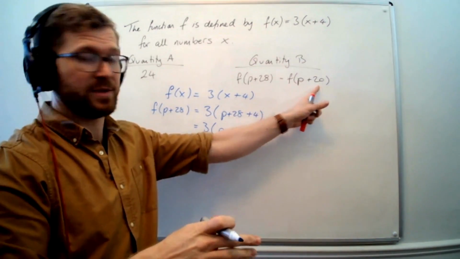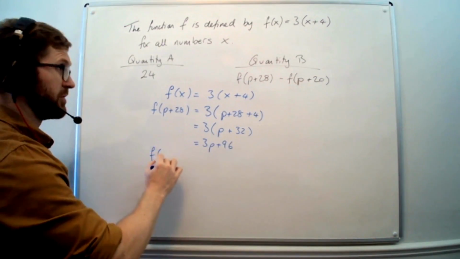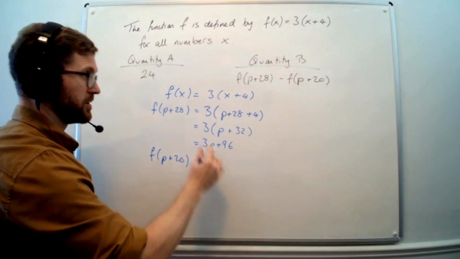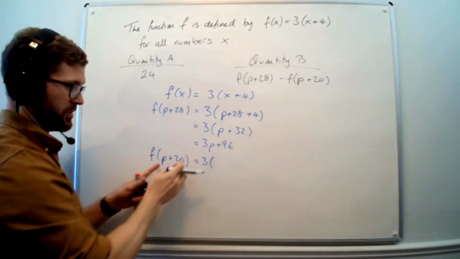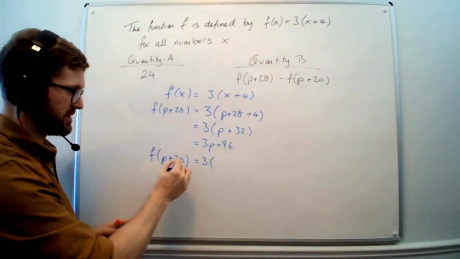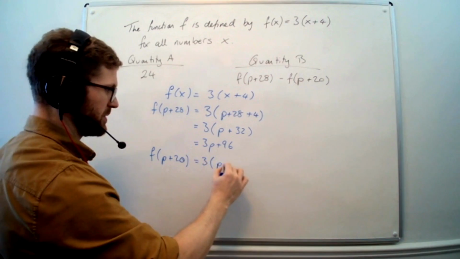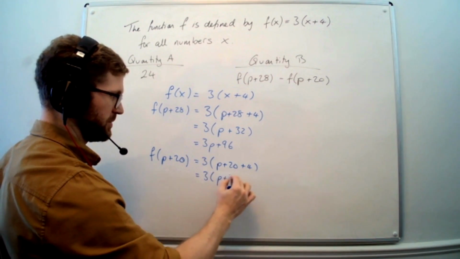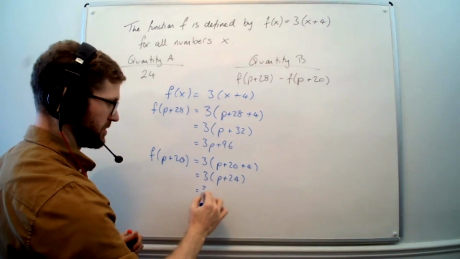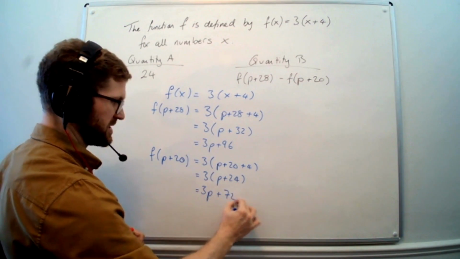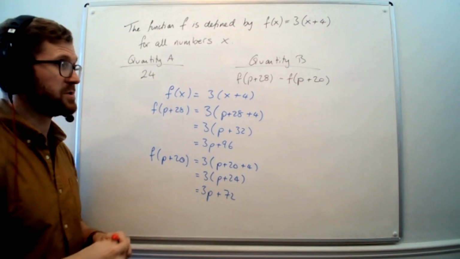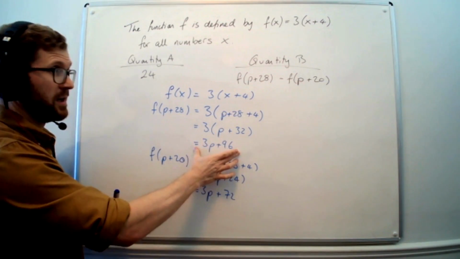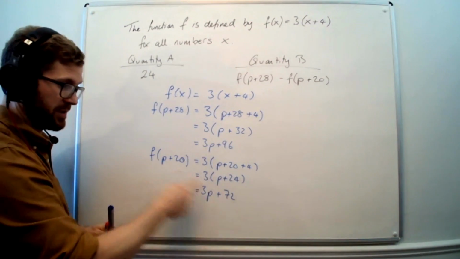I'll do the same thing with the second half here. So f of p plus 20. Again, rewrite the rule, but wherever there's an x, replace it with what's inside this set of parentheses here. So 3 times (p plus 20 plus 4) is going to be 3 times (p plus 24), or 3p plus 72. Right, so quantity B was, what do I get if I do f of p plus 28 and then subtract f of p plus 20?